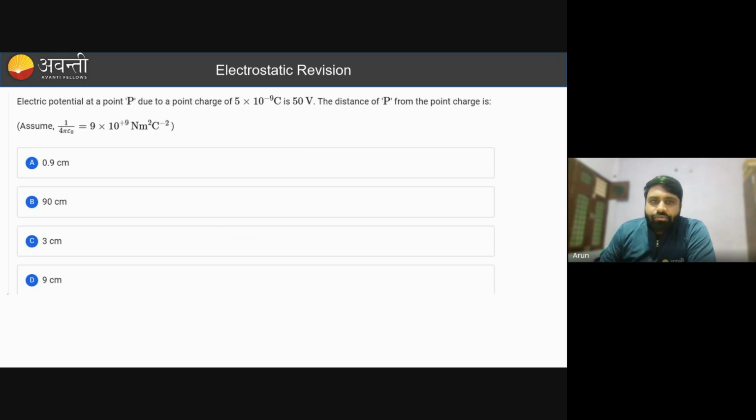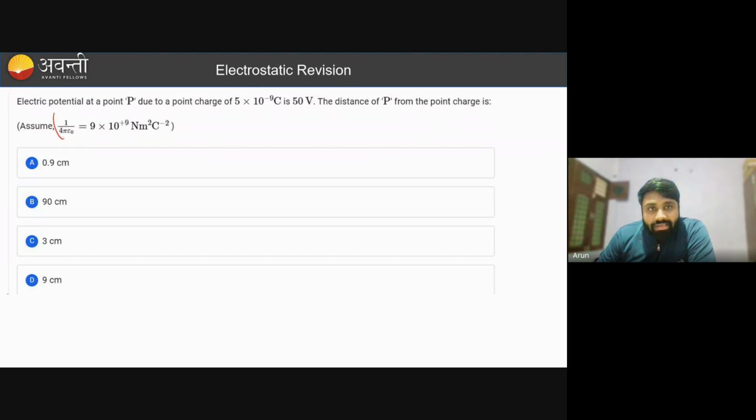This is the question on your screen. Try to solve it. I am giving you 1 minute. A very easy question, and it was asked in JEE Main 2023, so that kind of question you can also expect. The electric potential at a point P due to a point charge of 5 × 10⁻⁹ coulomb is 50 volt. The distance of P from the point charge, with 1/4πε₀ equal to 9 × 10⁹ newton meter squared per coulomb squared, is?